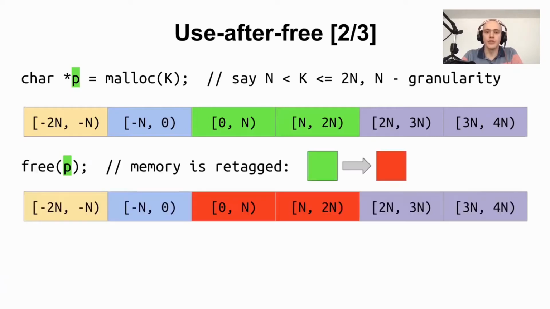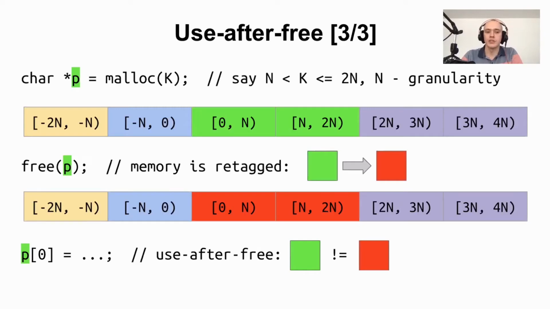Similarly, for a use after free, what happens is that after we free memory, we retag the granules that belong to the object, and here we use the red tag. And when the access to the object happens, we have the pointer that is tagged as green, we have the memory that is tagged as red, and since the tags are not the same, we do detect a memory access violation.